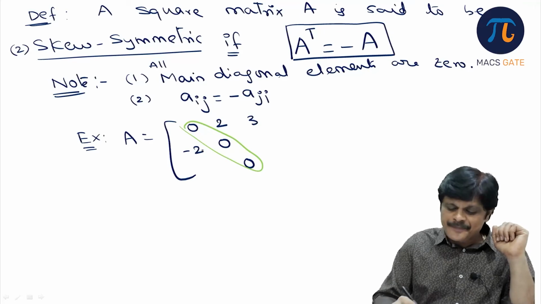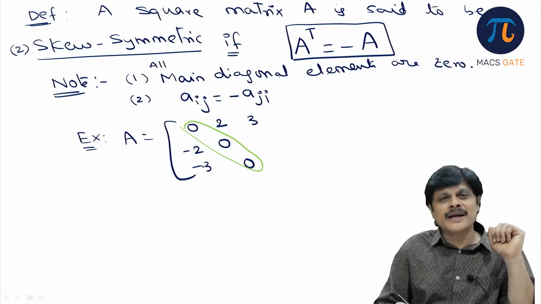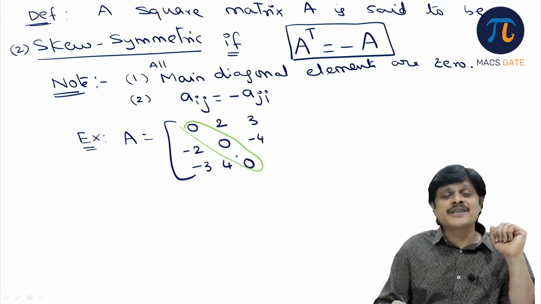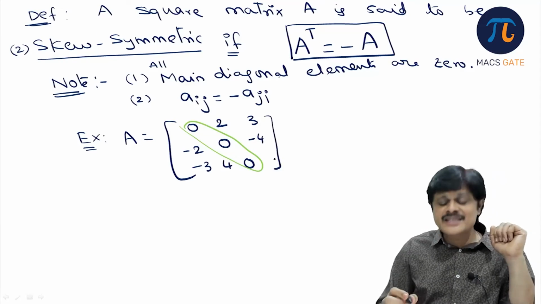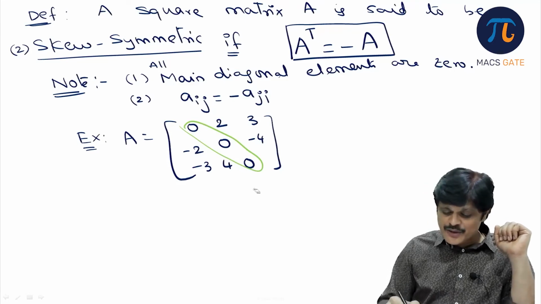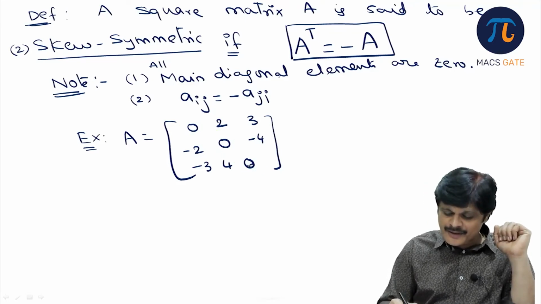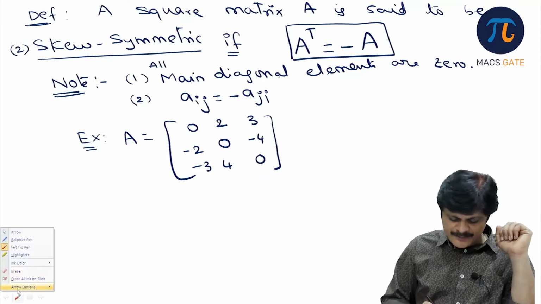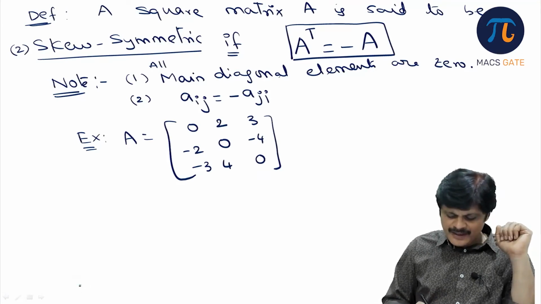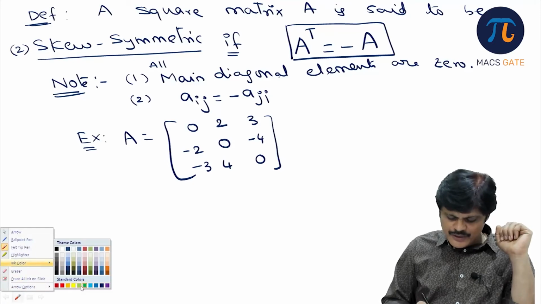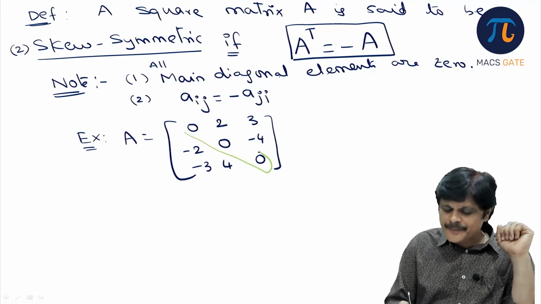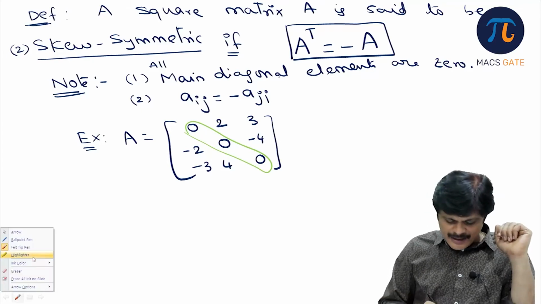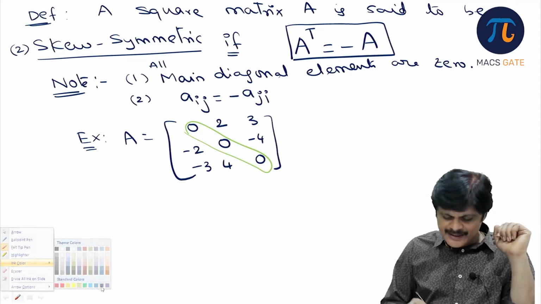Suppose it is 3, the mirror image is minus 3. Suppose it is minus 4, the mirror image is plus 4. So you can easily verify whether the given matrix is skew symmetric or not. This is how we can verify whether the given matrix is skew symmetric or not. Got it? Let us take one more simple example to fix the idea.